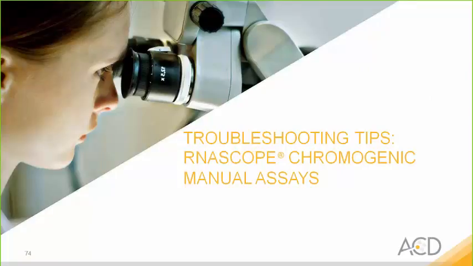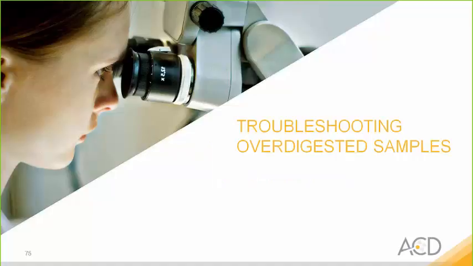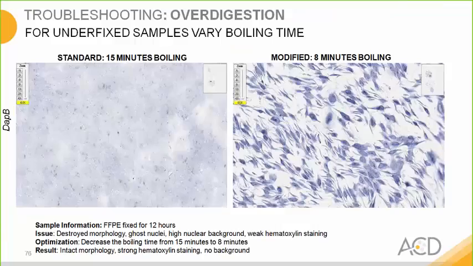And so some troubleshooting tips for the chromogenic assay. First, let's take a look at overdigested samples. Here we have FFPE tissue that was fixed for 12 hours on the left-hand side. And with the standard 15-minute target retrieval boil, we see that we've destroyed the morphology, the presence of ghost nuclei, high nuclear background, and very weak hematoxylin staining.